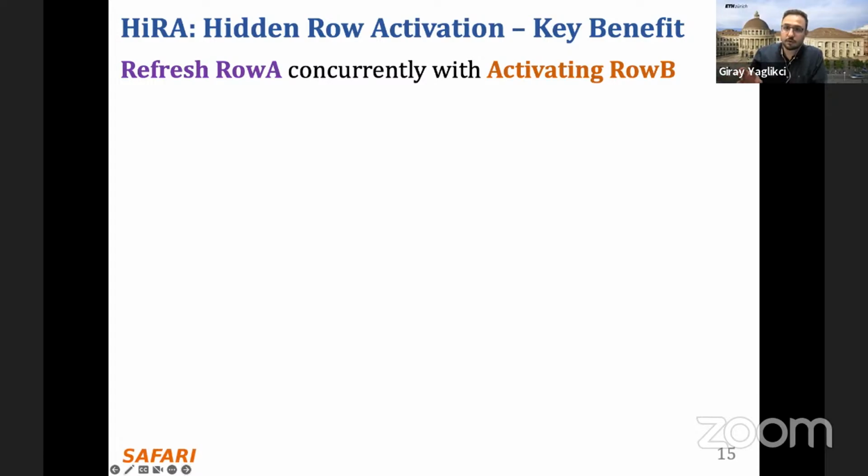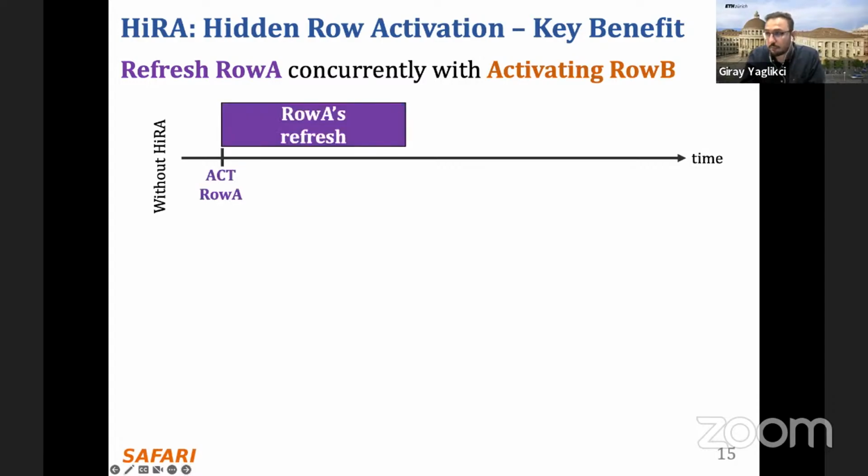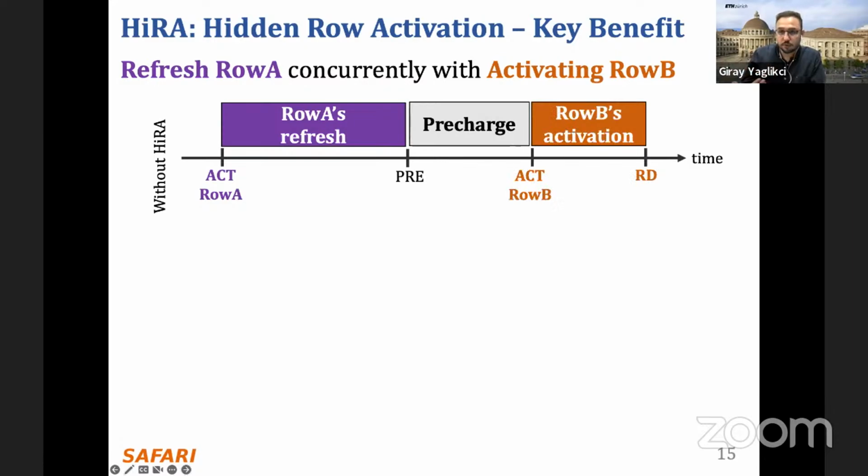Assume that these two rows are located in the same DRAM bank, but in different subarrays. If we didn't have HiRA, I will show how it works in a timeline. We would first activate row A and wait for the latency of row A's refresh, and then precharge the bank and prepare the array for the next row activation, which is the precharge delay here. Then we would activate row B and wait until the data is fetched to the row buffer so that we can access the data to read.